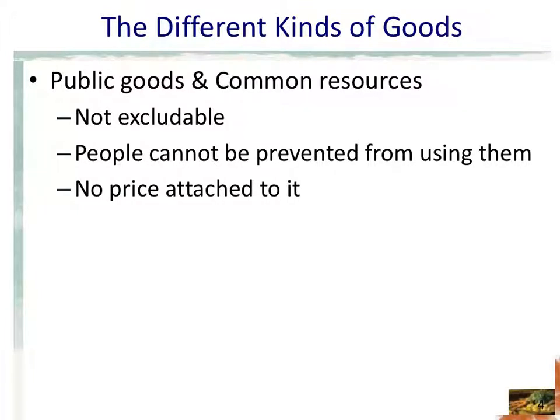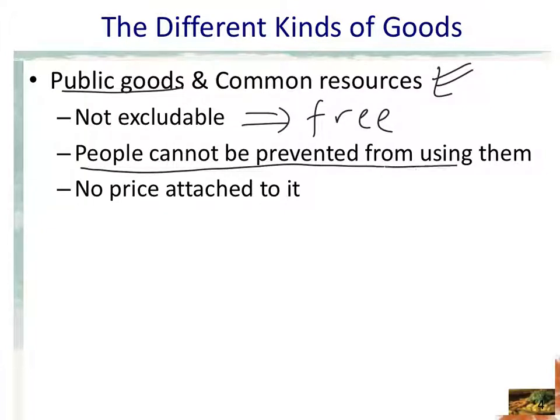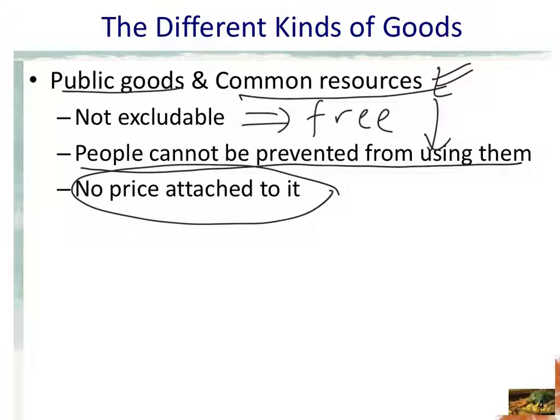So, this chapter focuses on public goods and common resources. Both are not excludable, that means they are both free. For public goods, people cannot be prevented from using it. For common resources, it's the same. And there is no price attached to it. That's why they are called not excludable.